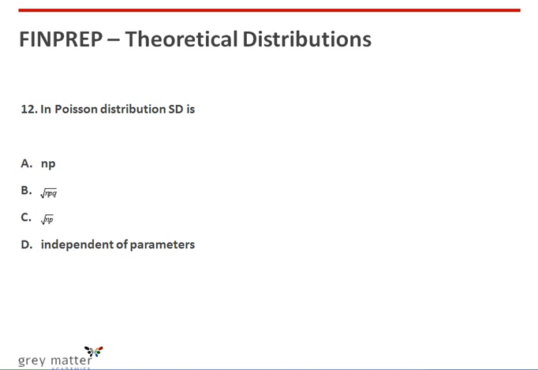12th question, in Poisson distribution, standard deviation is equal to root of np as per the actual property of Poisson distribution. So going to our PowerPoint solution, it is C which says root of np.